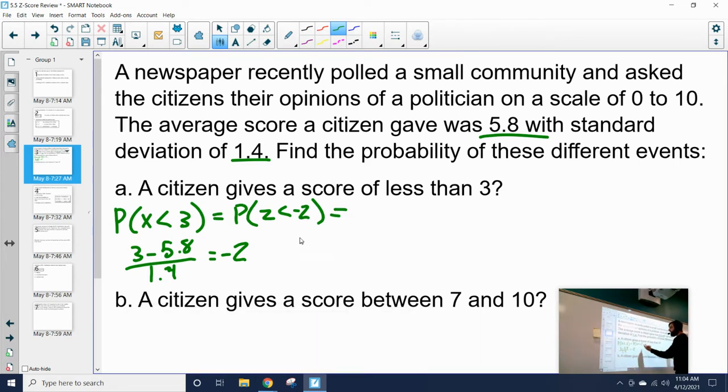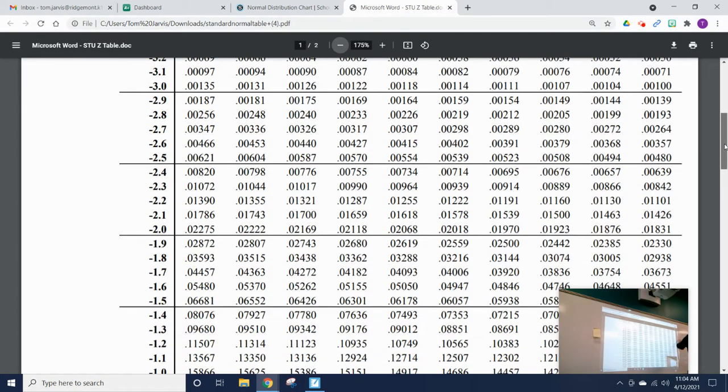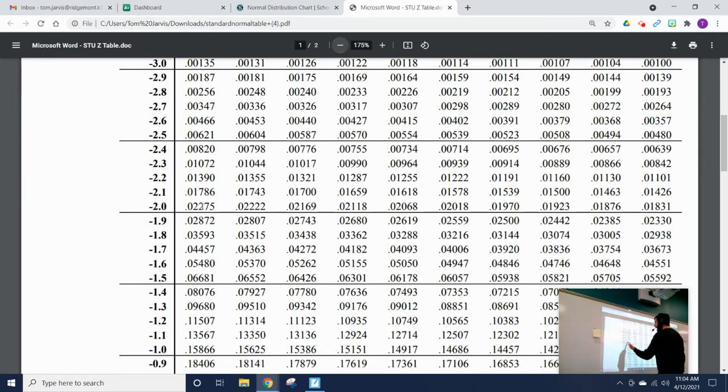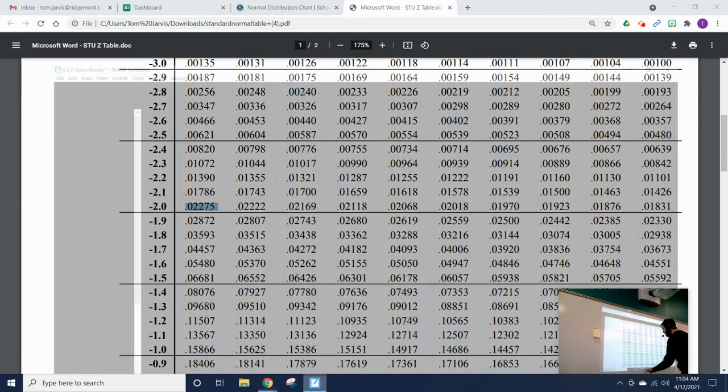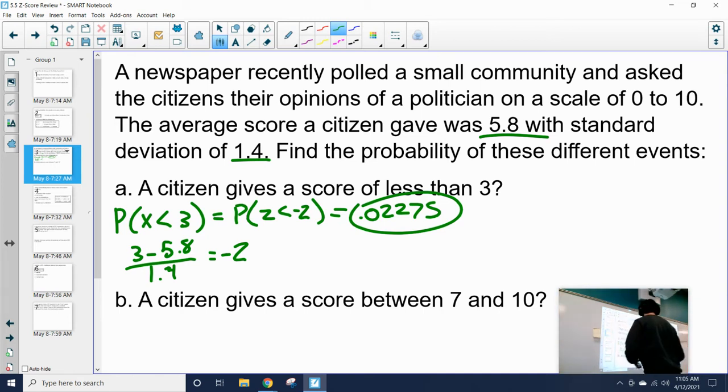And because it's a less than, I just need to use the value from my chart. So I'm going to pull up my chart. I'm going to find -2 or -2.00. And I get 0.02275. So that was our probability that someone gave less than a 3 as their answer, which was a little bit. It's not too likely. There's a chance, but it's a small chance that someone's going to say this politician was less than a 3.